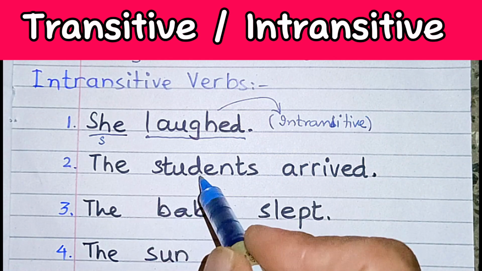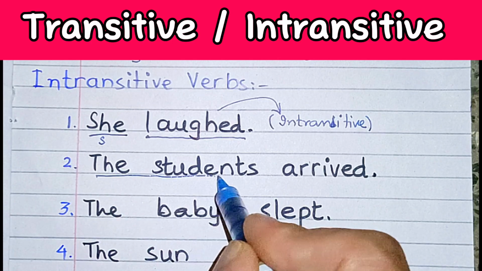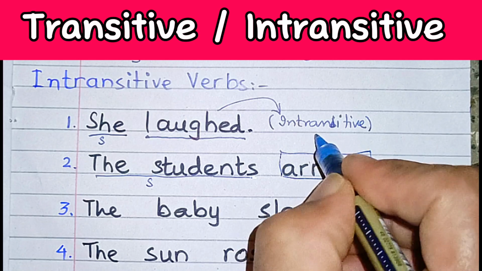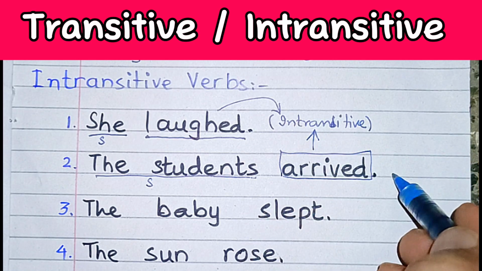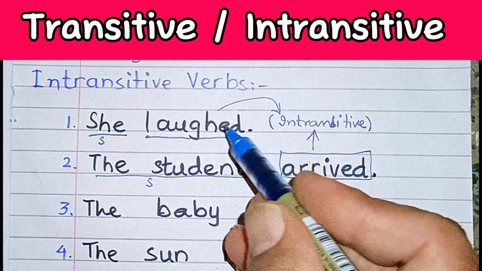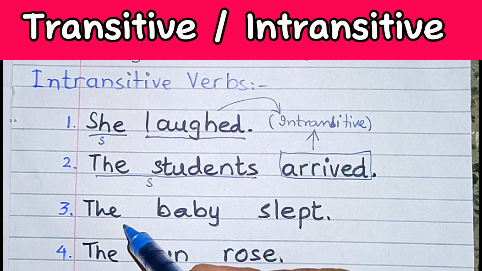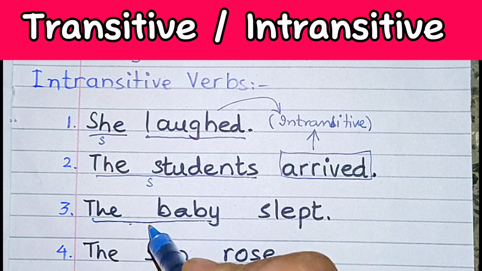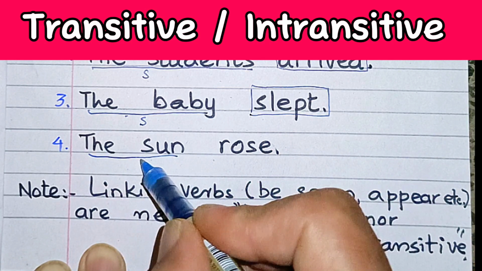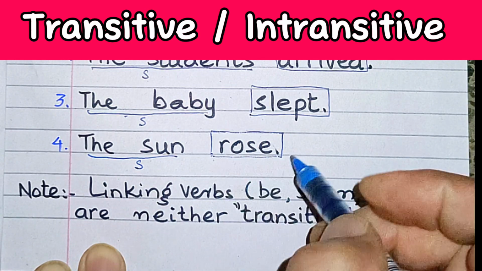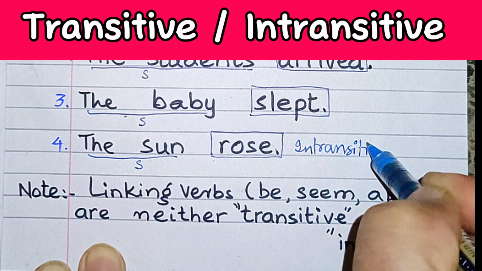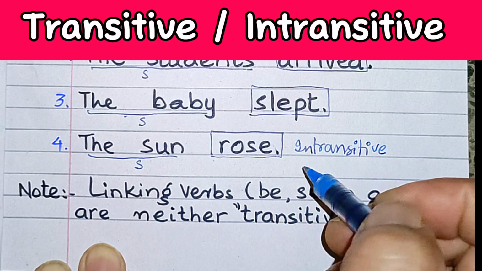The students arrived. Over here the students is the subject and arrived is an intransitive verb because no action receiver is there, means no object is there. Once there is no object, the verbs used in that sentence are called intransitive verbs. The baby slept. Again the baby is the subject and slept is an intransitive verb. The sun rose. The sun is the subject and rose is the intransitive verb, because again over here there is no receiver of the action.